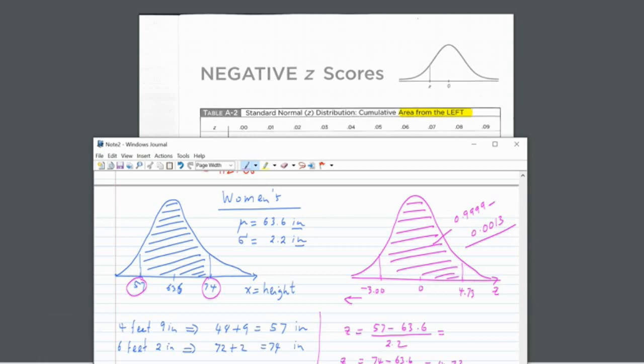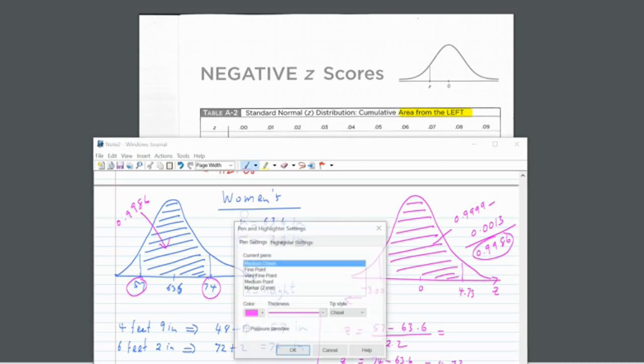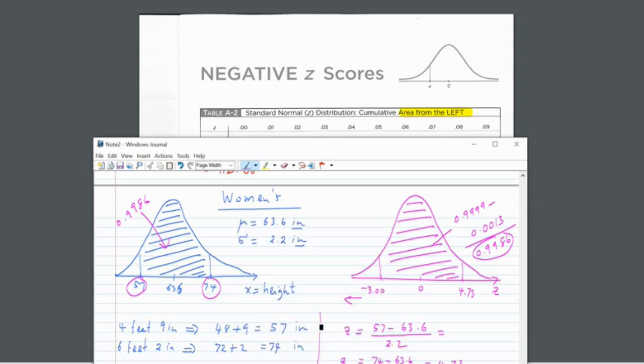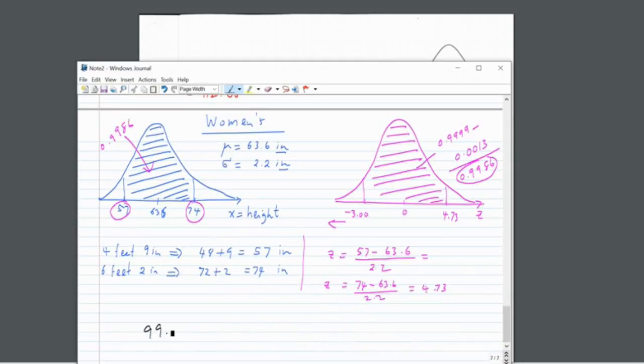0.9999 minus 0.0013, and that makes 0.9986. So this area is 0.9986 in the standard normal distribution, therefore this area is also 0.9986. The question asks about the percentage, so 0.9986 as a percentage equals 99.86, right? So the answer is 99.86%.